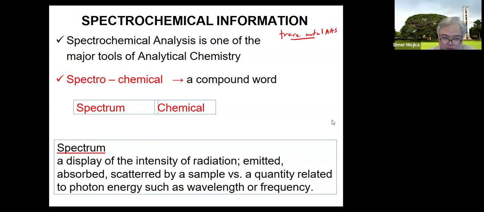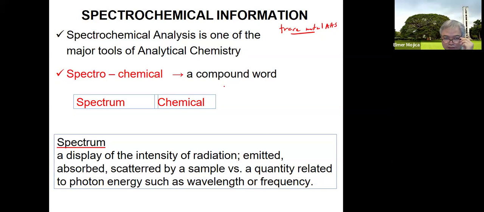So if you're going to look at this word, it's a compound word. It's made up of what? Spectro and chemical. Spectro, we could say, is from the word spectrum. So spectrochemical is just a compound word that comes from spectrum and chemical. So a spectrum, what do you call this in English? Singular form. So what is the plural form of this?